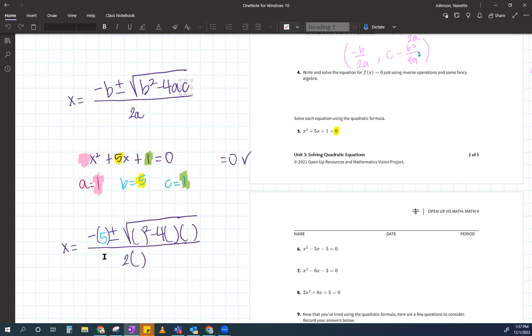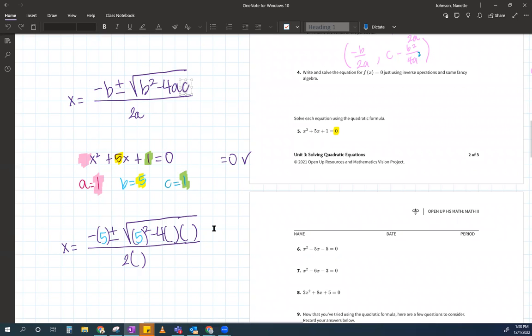Very good. Okay, so what goes here then? Oh, 5 again? Oh, okay, because it's both b. Because it's the opposite of b, plus or minus the square root of b squared. So b and b. And then a, then c is 1 and 1.